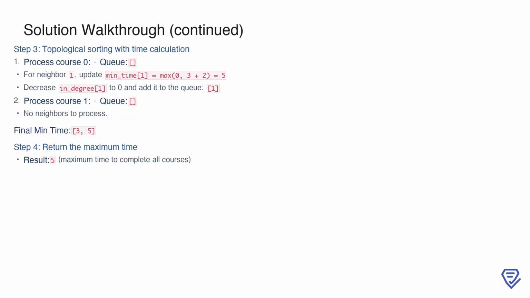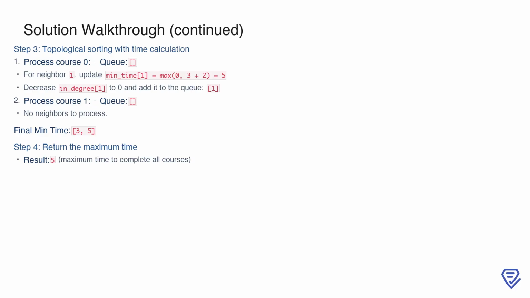The next step involves performing a topological sort while calculating the time required to complete all courses. First, we process course 0 by removing it from the queue. Since course 0 has a neighbor, course 1, we update the time for course 1 using the formula max(current time, time for course 0 plus the time to complete course 1). This gives us a value of 5 for course 1. We then decrease the indegree of course 1 by 1, making it 0, and add it to the queue.